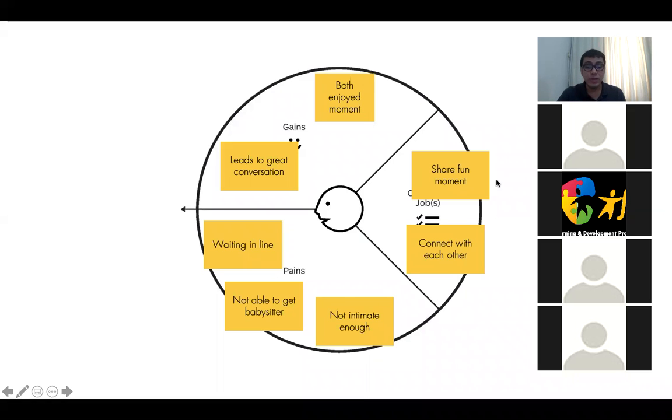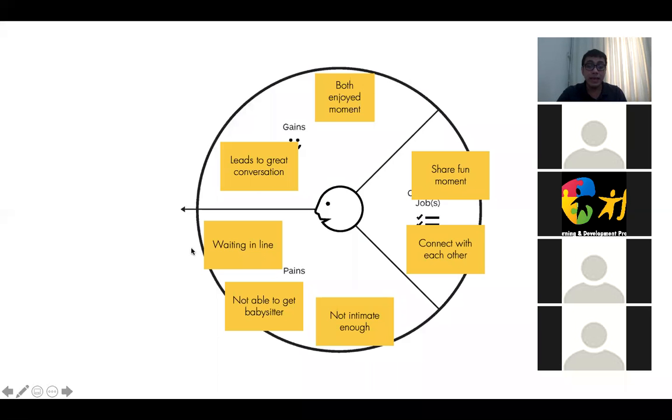So here, if we look at the jobs that need to be done, they want to have a fun moment that they can share. And when they're out on a date, they want to have the chance to connect again with each other, because maybe work or children or life happens. So they want to rekindle that. So connecting to each other and sharing a fun moment is a job that this customer wants to get done. Remember, I said they may have kids, right?